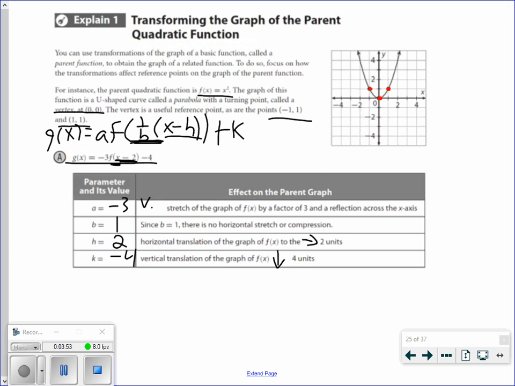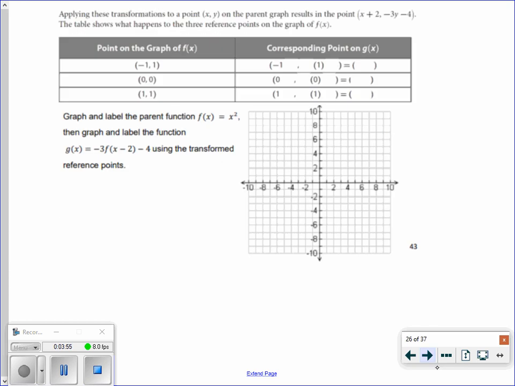All right, so now we're going to keep going, and what we're going to do now is actually transform these points. They gave us our transformation rule already: (x + 2, -3y - 4). So what we need to do is take each of these reference points, or these points on the graph, and put them into our transformation rule, right?